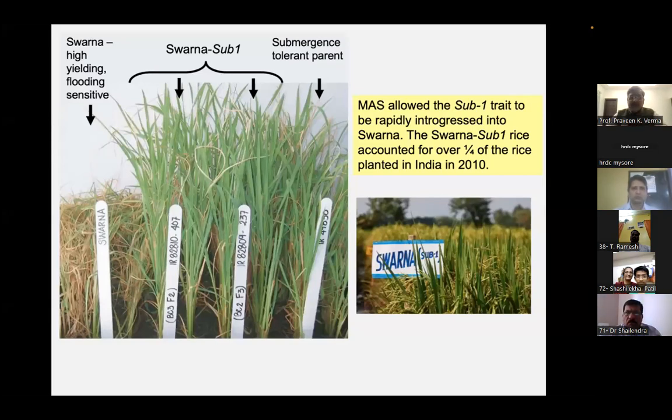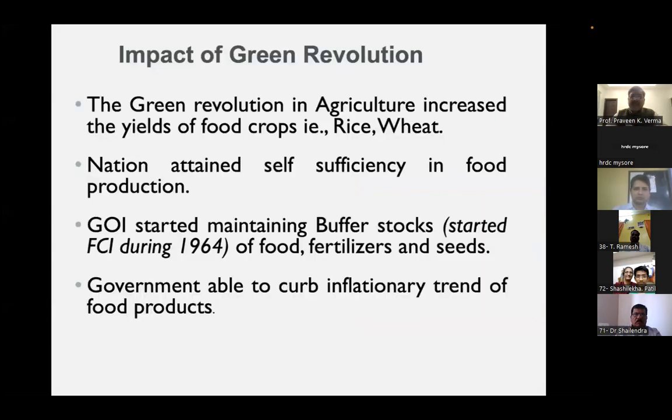So that I'm going to discuss in detail. But before that, first I will discuss the impact of the Green Revolution. So what is the impact of the Green Revolution when they started with agriculture, with the yield of mainly the food crops of rice and wheat?